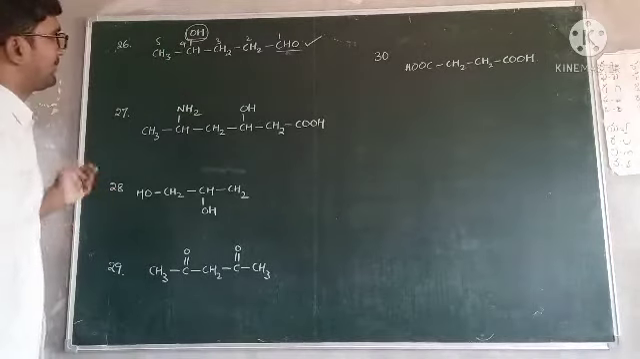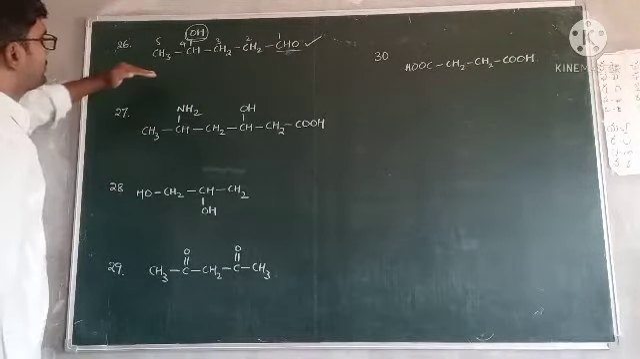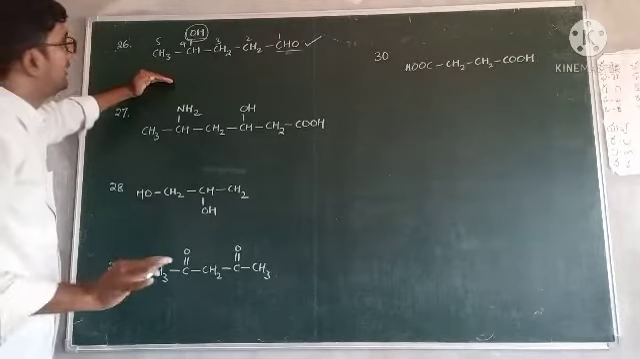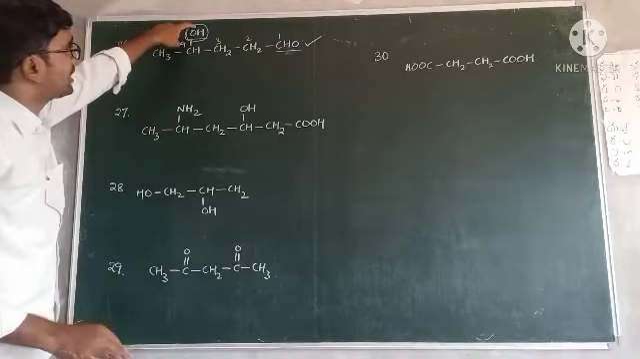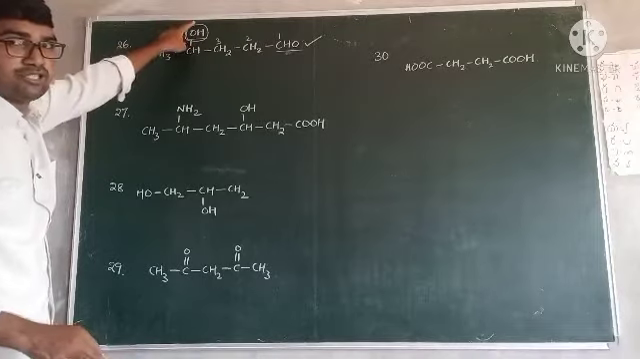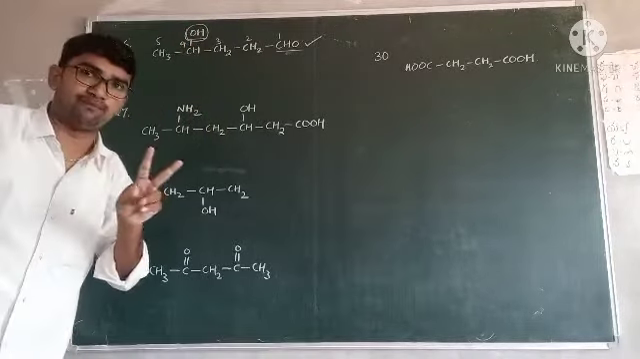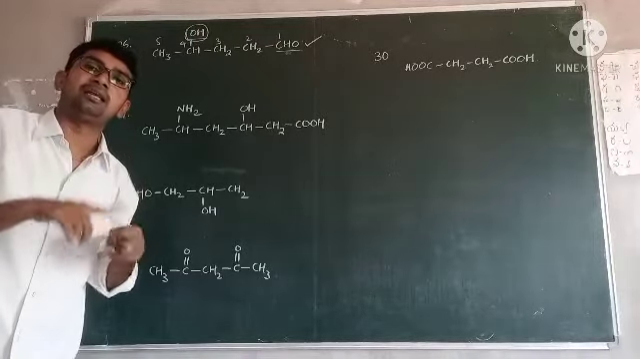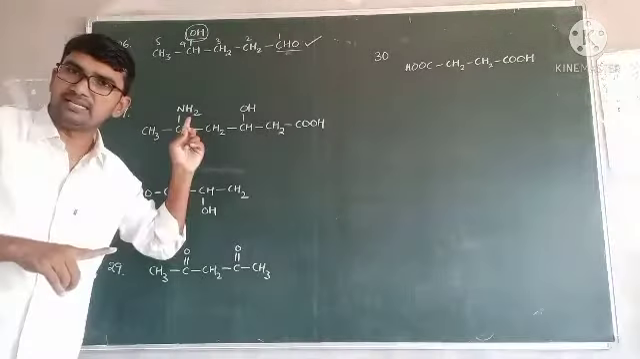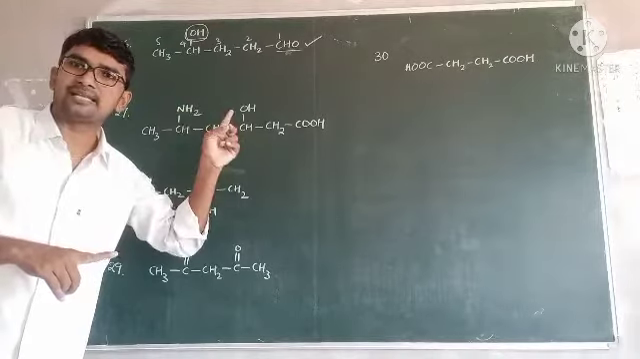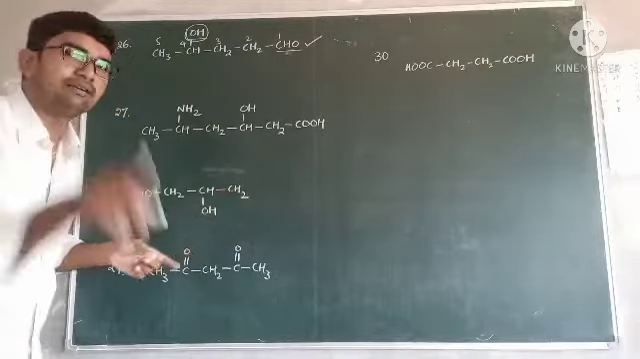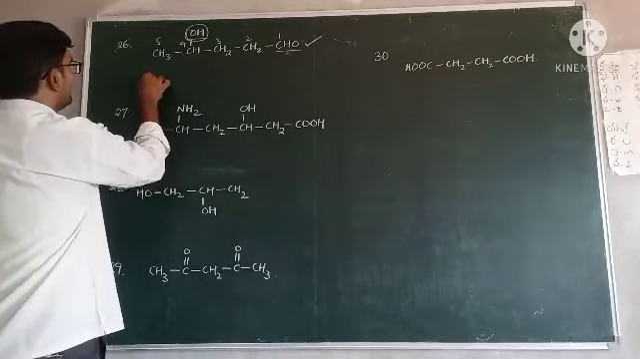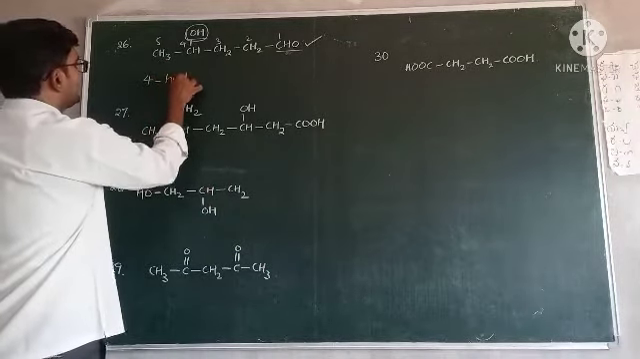Numbering completed. Now write the name. In the name, first write the substitution. Is there any substitution? Yes, one substitution is present. OH has 2 names: one is the main name, another is the dummy name. Main name is ol, dummy name is hydroxy. But in this organic compound, OH acts as a dummy hero, so give the dummy name, that is as a substituent, at 4th position, 4-hydroxy.